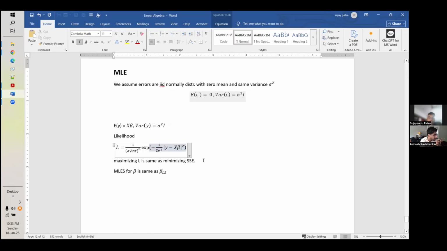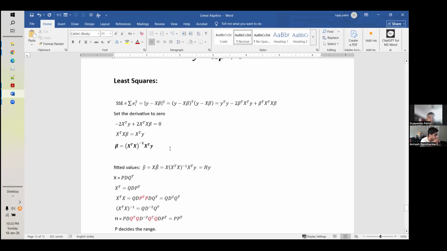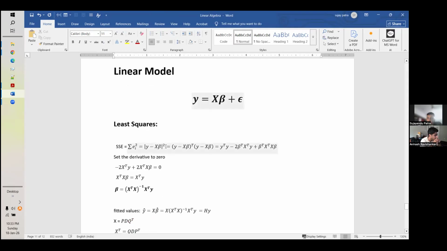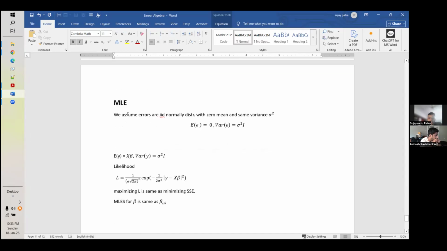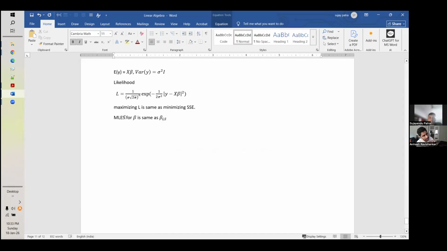Now we have already done the algebra of how to minimize y minus x beta, the sum of squares of errors. The answer that we got here, people write it as beta ls. We should get the same answer for MLE as well. It's just another method.